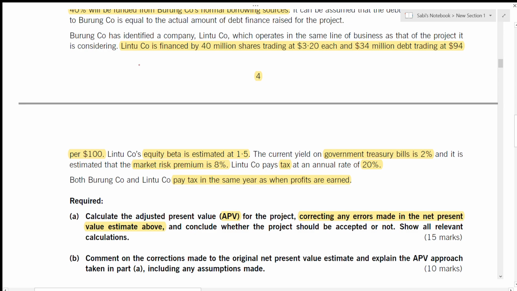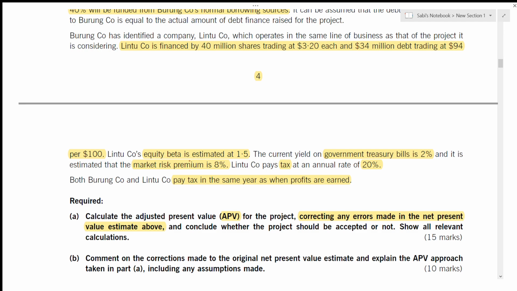A, calculate the adjusted present value for the project. It is highlighted in yellow because I have gone through this question. So I have highlighted all the important keywords in yellow already, so the time is saved while I'm explaining. Calculate the adjusted present value for the project. Require correcting any errors made in the net present value estimate above. So a net present value estimate has been given above, which needs to be corrected before you make your adjusted present value.